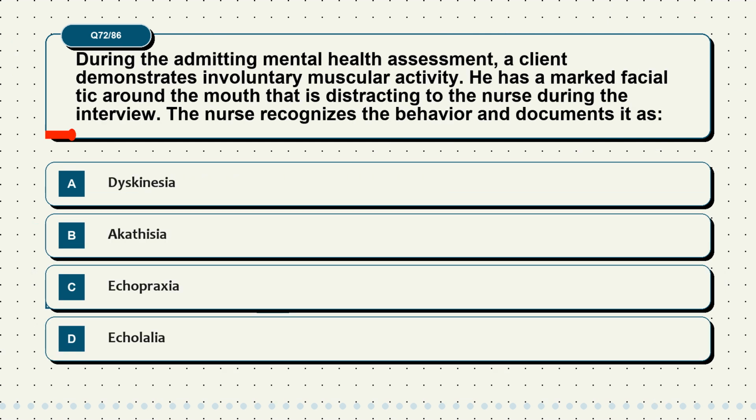Question 72. During the admitting mental health assessment, a client demonstrates involuntary muscular activity. He has a marked facial tic around the mouth that is distracting to the nurse during the interview. The nurse recognizes the behavior and documents it as. Here are the options. Option A, dyskinesia. Option B, akathisia. Option C, echopraxia. Option D, echolalia.